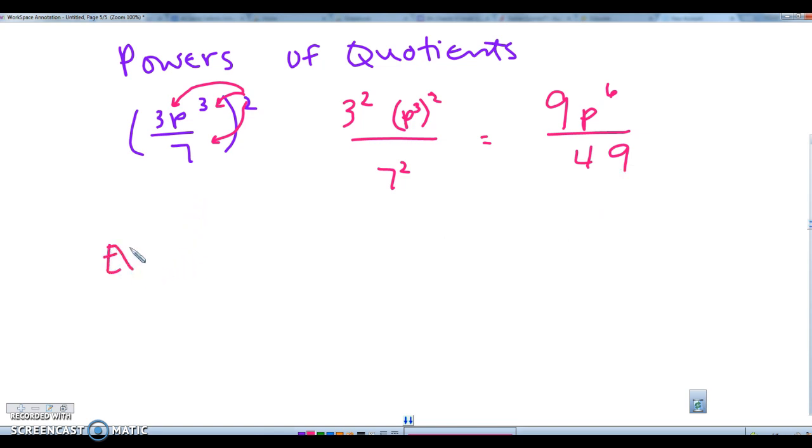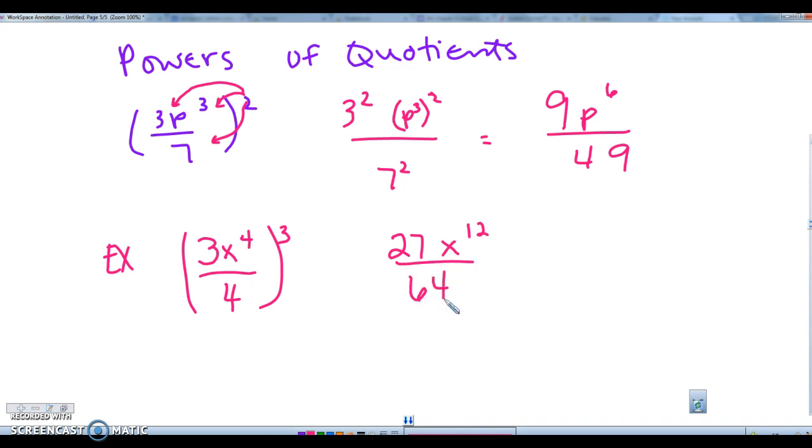Try this example on your own. 3x to the 4th over 4, quantity cubed. We should have gotten 27x to the 12th over 64.